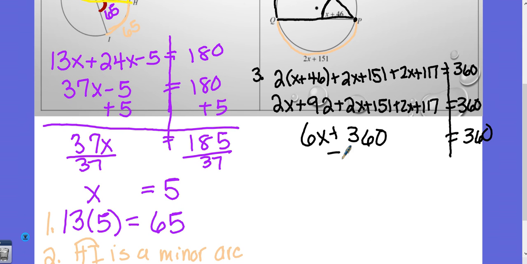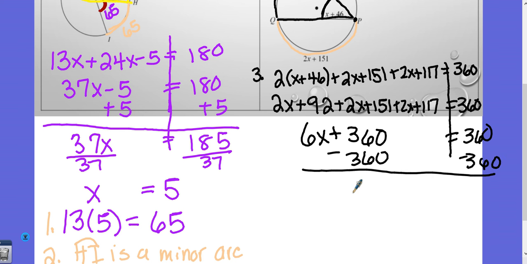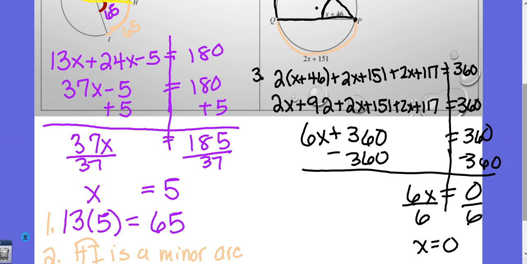So now we subtract 360 from both sides because the constant is on the wrong side. And we get 6x equals good old 0. So divide by 0 on both sides. Well, let me get my life together. Give me a second, babies. So I'm going to keep my line. So I get 0 and 6x. So divide by 6, x equals 0 in this case.